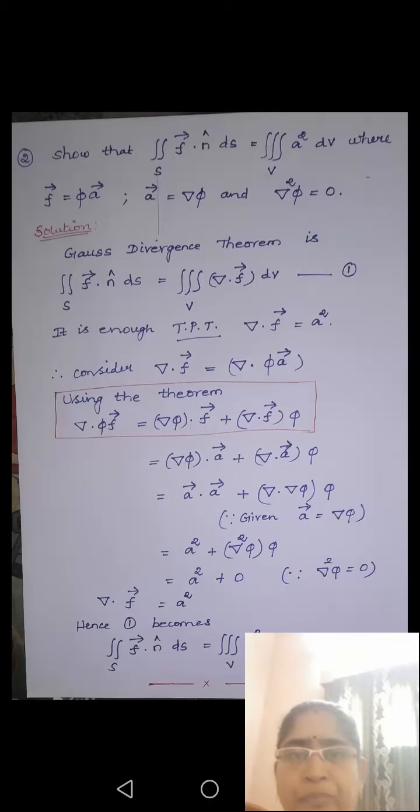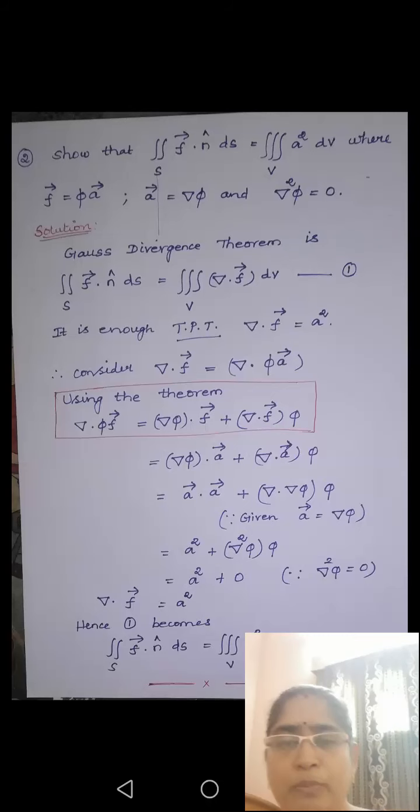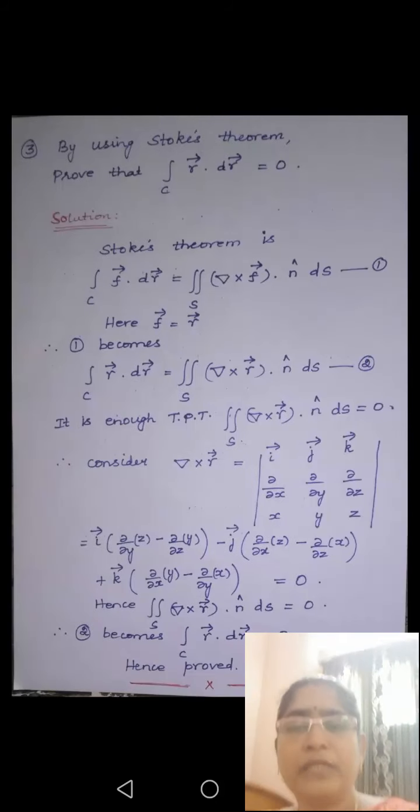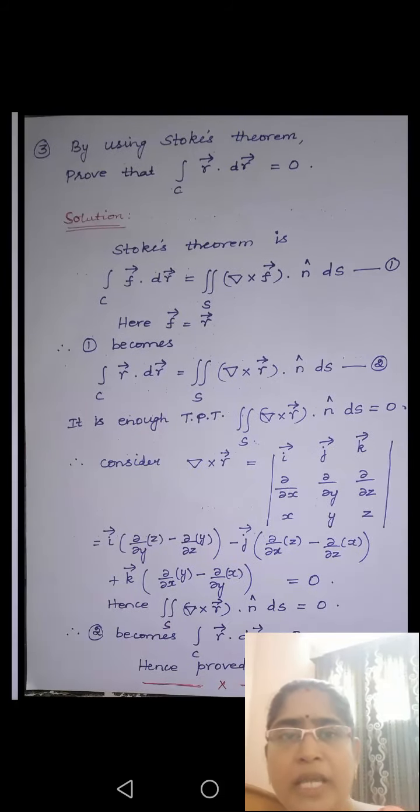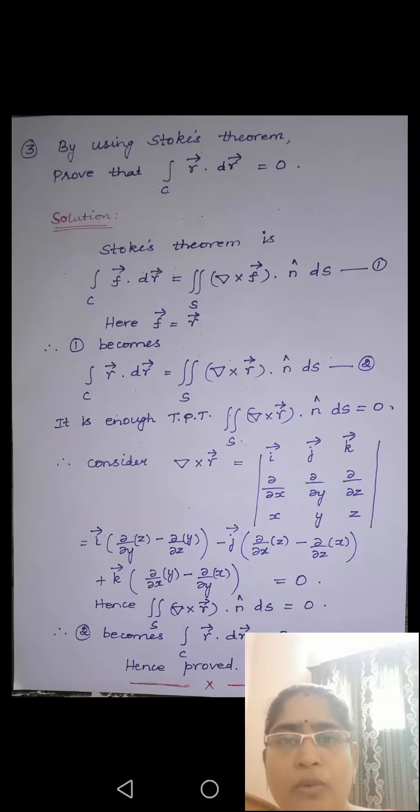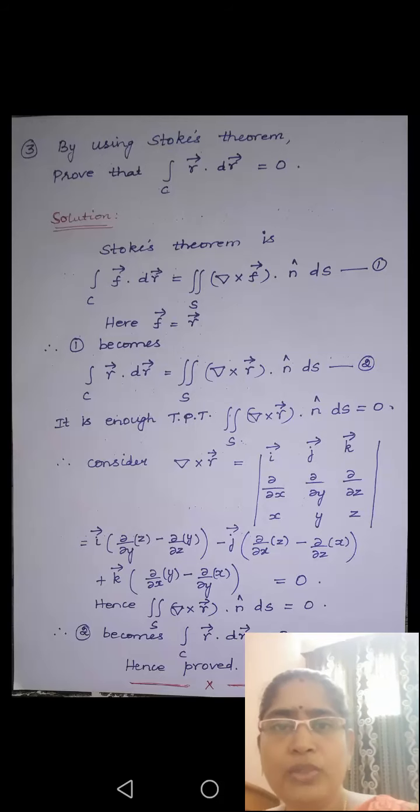over V del dot f is a square. Therefore, a square into dV. Hence, we have proved the problem. Now, the next problem. By using Stokes' theorem, prove that integral over C r vector dot dr vector is equal to 0. In the problem itself, it's given use Stokes' theorem.